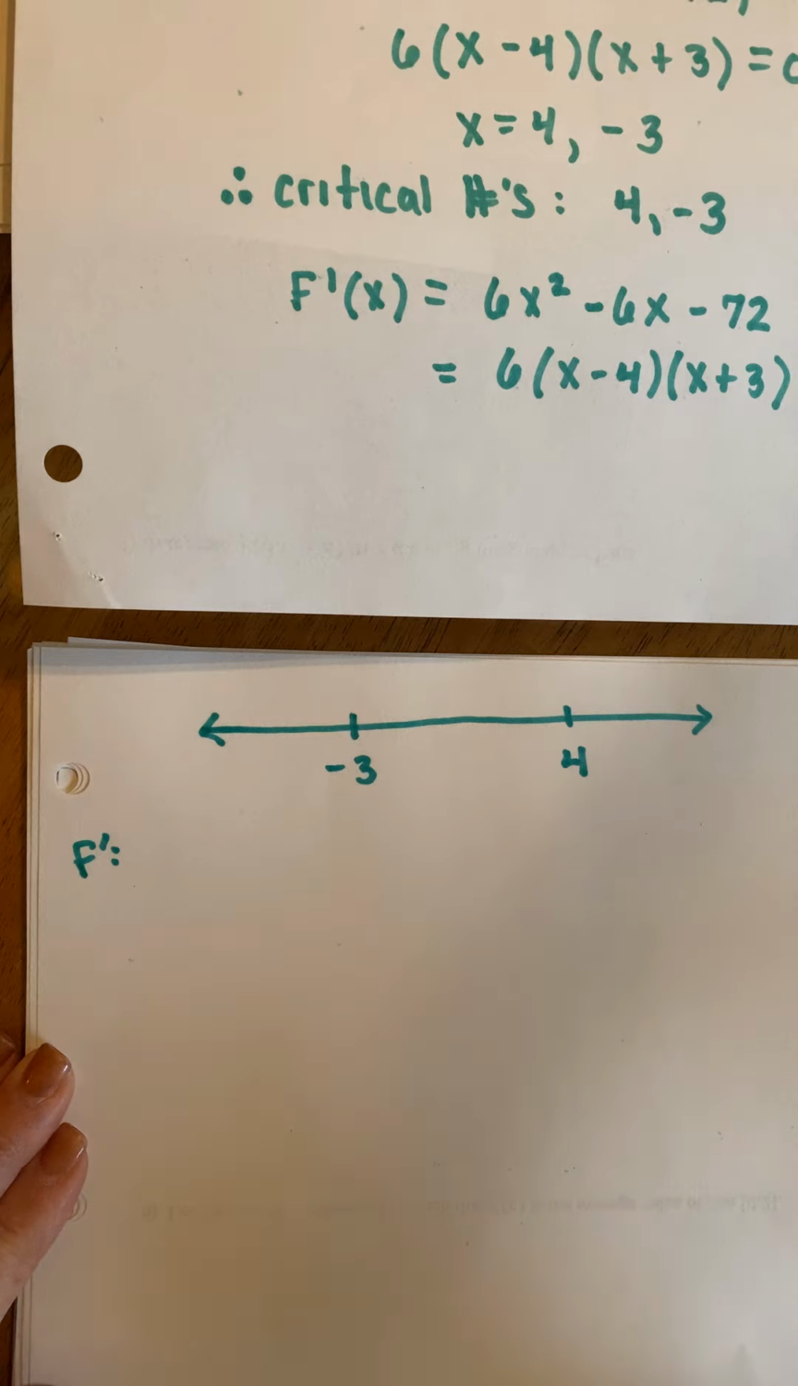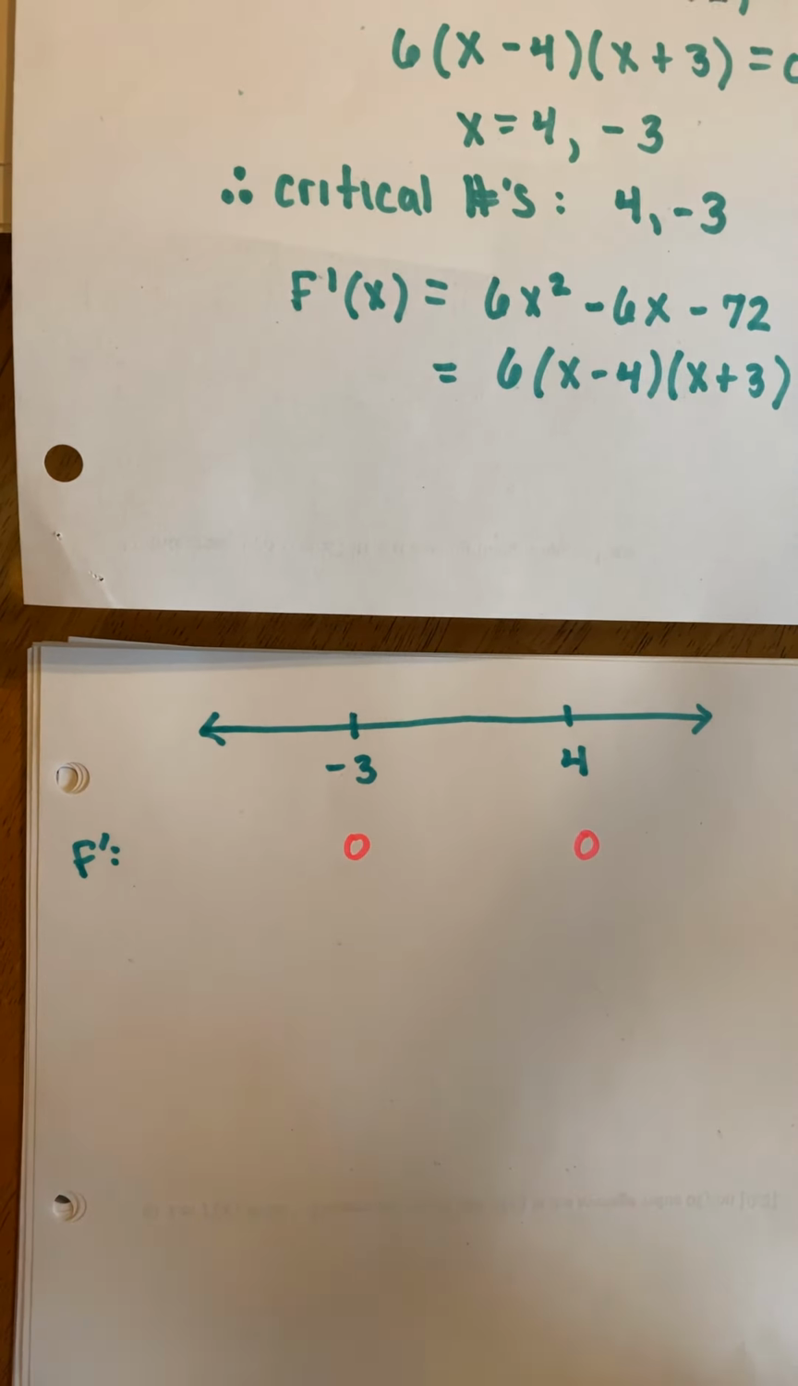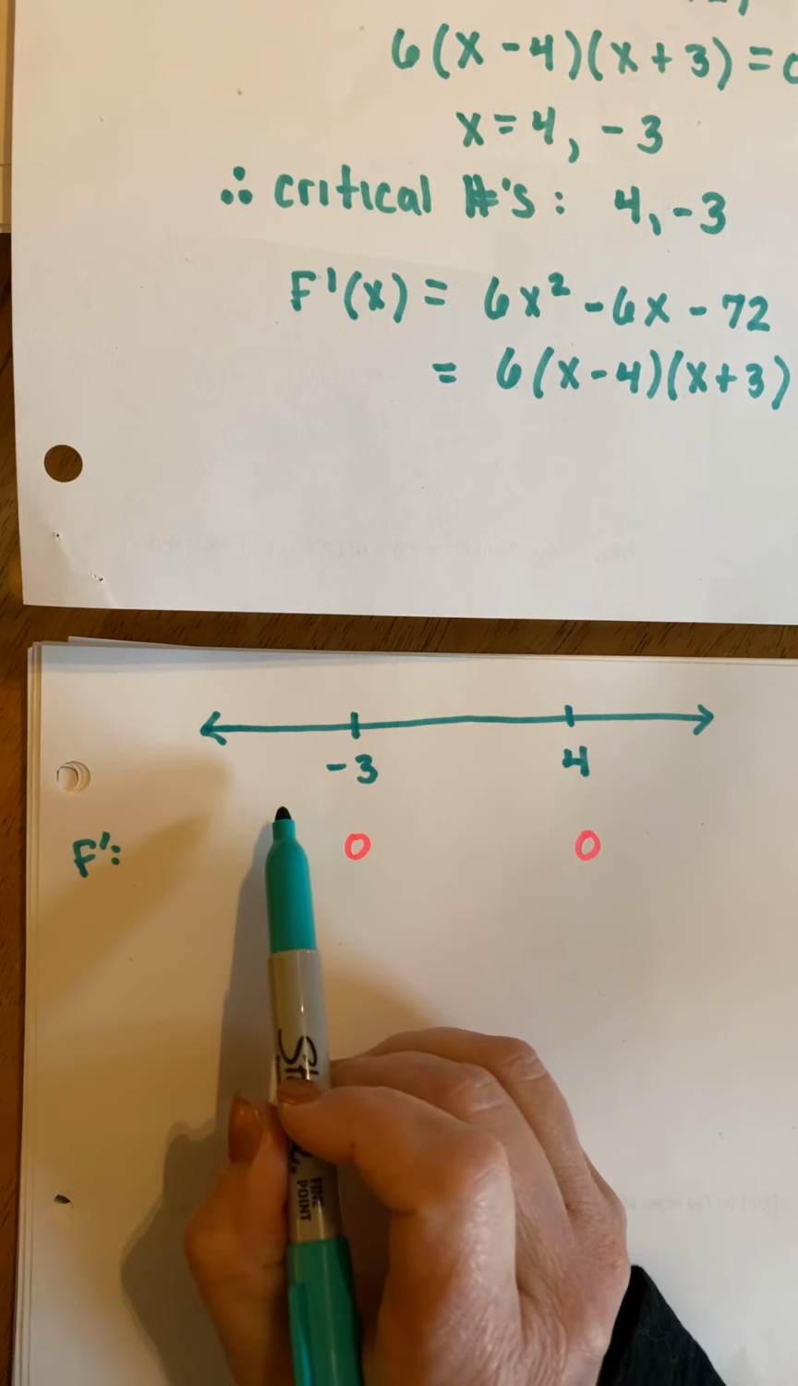The derivative is 0 at -3 and it's 0 at 4. It's the only place it's 0. And this function is a polynomial. It has no breaks or jumps. So it must be either completely positive or completely negative to the left, before, and between, and after each of these numbers. So I pick my favorite number to the left of -3.